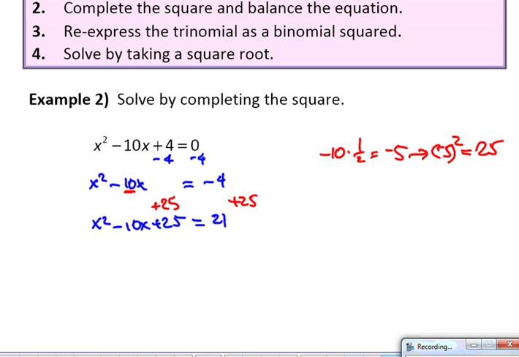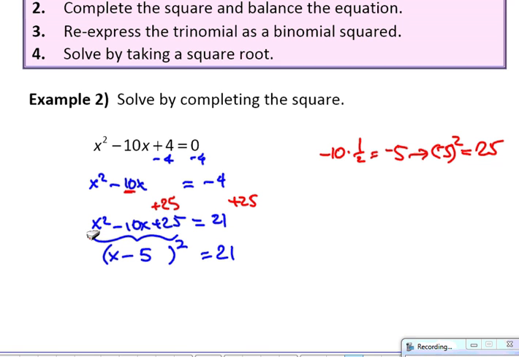So now I'm ready for step 3, which says to re-express the trinomial as a binomial squared. So I'm going to rewrite this as x minus 5 raised to the second power. So x minus 5 squared is equal to 21.